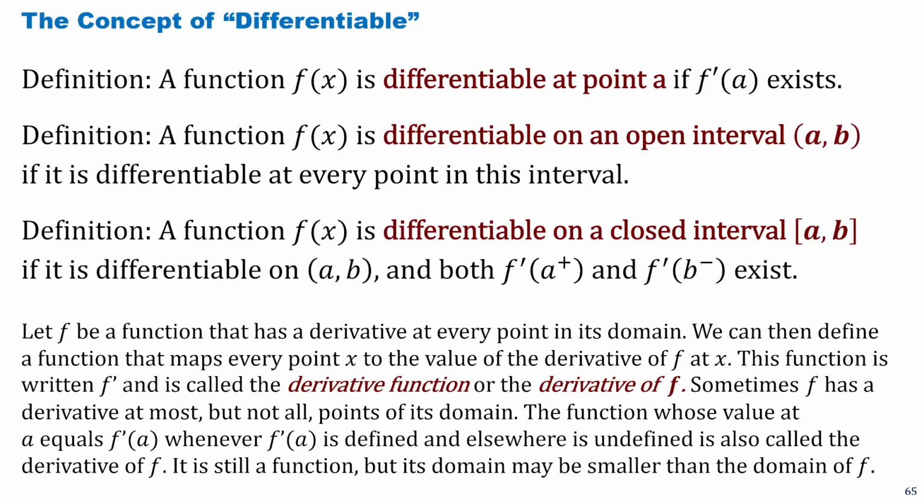Okay, next let's have a look at the concept of differentiable. A function f(x) is differentiable at point a if its first derivative f'(a) exists. A function f(x) is differentiable on an open interval (a, b) if it's differentiable at every point in this interval. And a function f(x) is differentiable on a closed interval [a, b] if it's differentiable on the open interval (a, b), and both the right derivative at the left endpoint exists and the left derivative at the right endpoint exists.